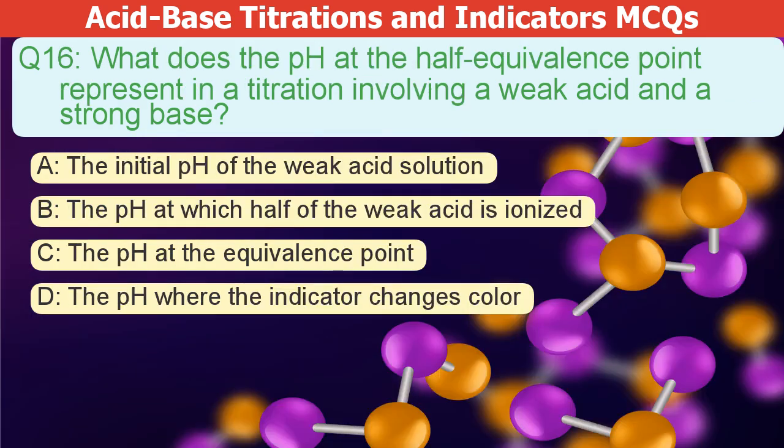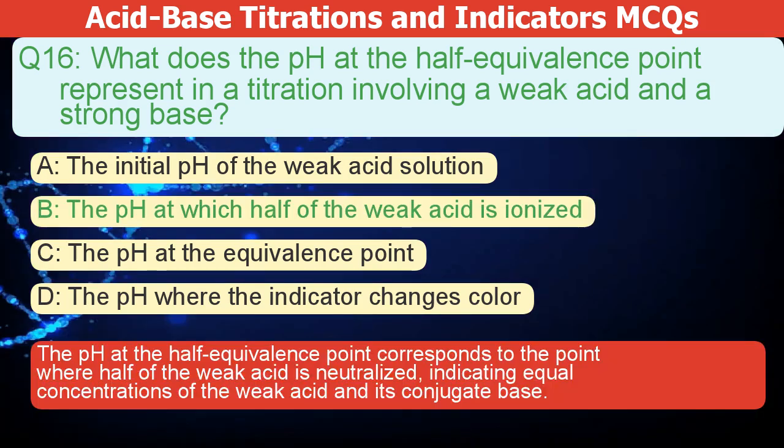What does the pH at the half equivalence point represent in a titration involving a weak acid and a strong base? A. The initial pH of the weak acid solution. B. The pH at which half of the weak acid is ionized. C. The pH at the equivalence point. D. The pH where the indicator changes color. The correct answer is B. The pH at the half equivalence point corresponds to the point where half of the weak acid is neutralized, indicating equal concentrations of the weak acid and its conjugate base.